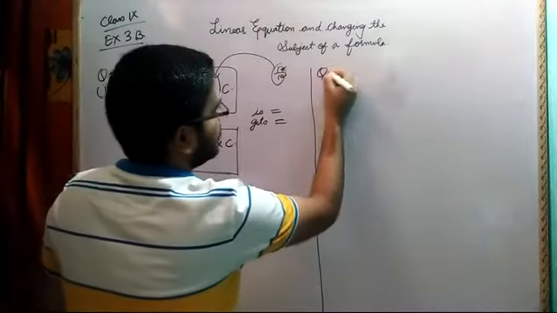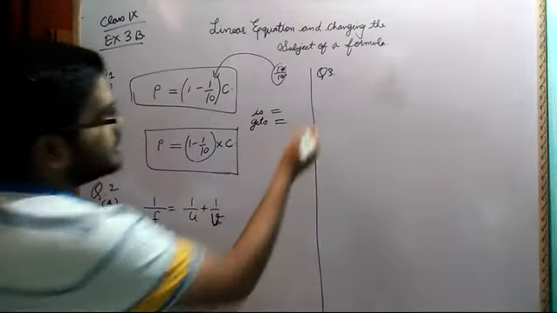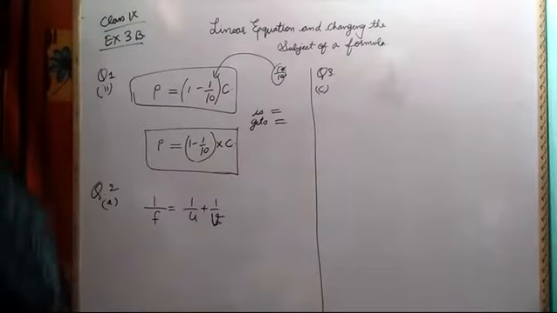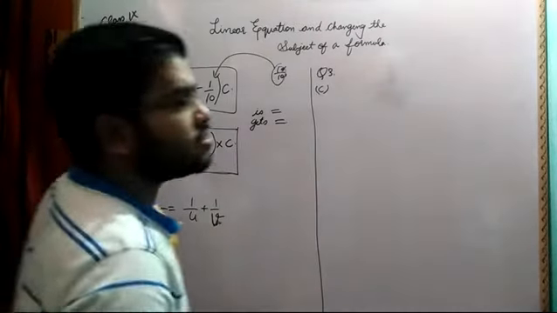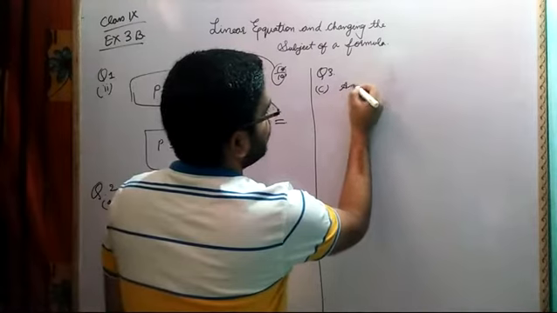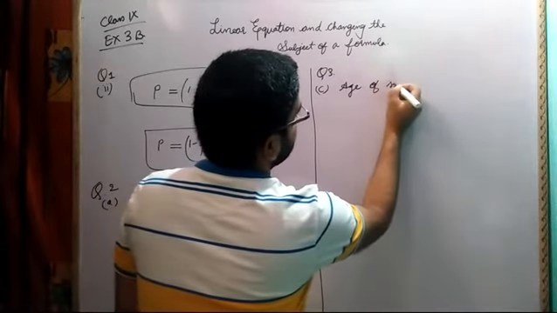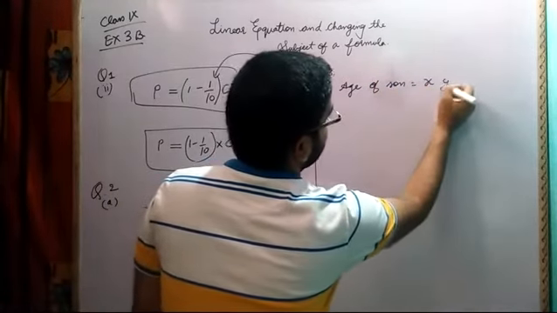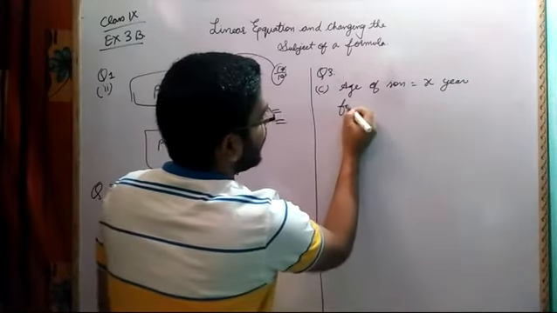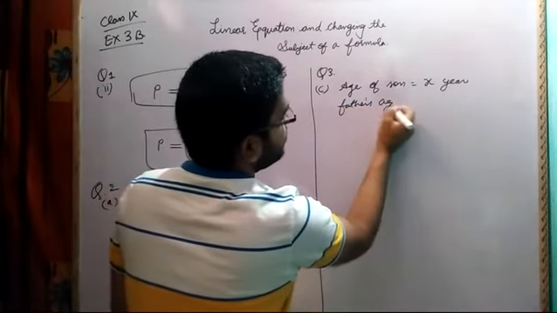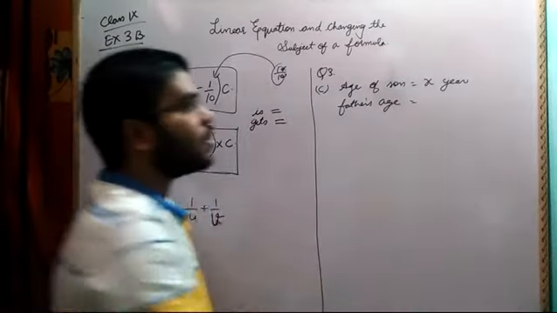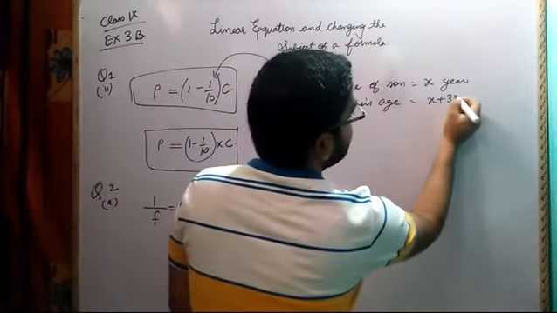Now the second question, number 3, subpart C, I am going to discuss here. Question C says a father is 30 years older than his son. After 5 years from now, the age of the father will become 4 times the age of his son. Now what is the age of the son? It is already given. Age of son is x years. What is the father's age? Father's age is 30 years more than this child, so x plus 30 years.